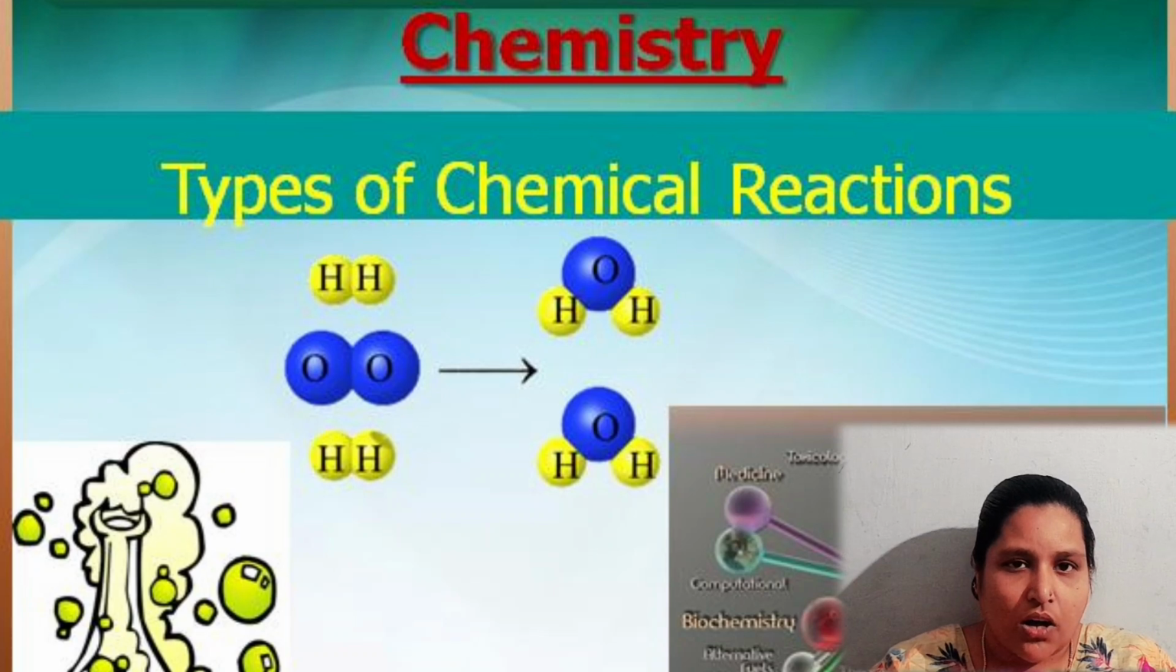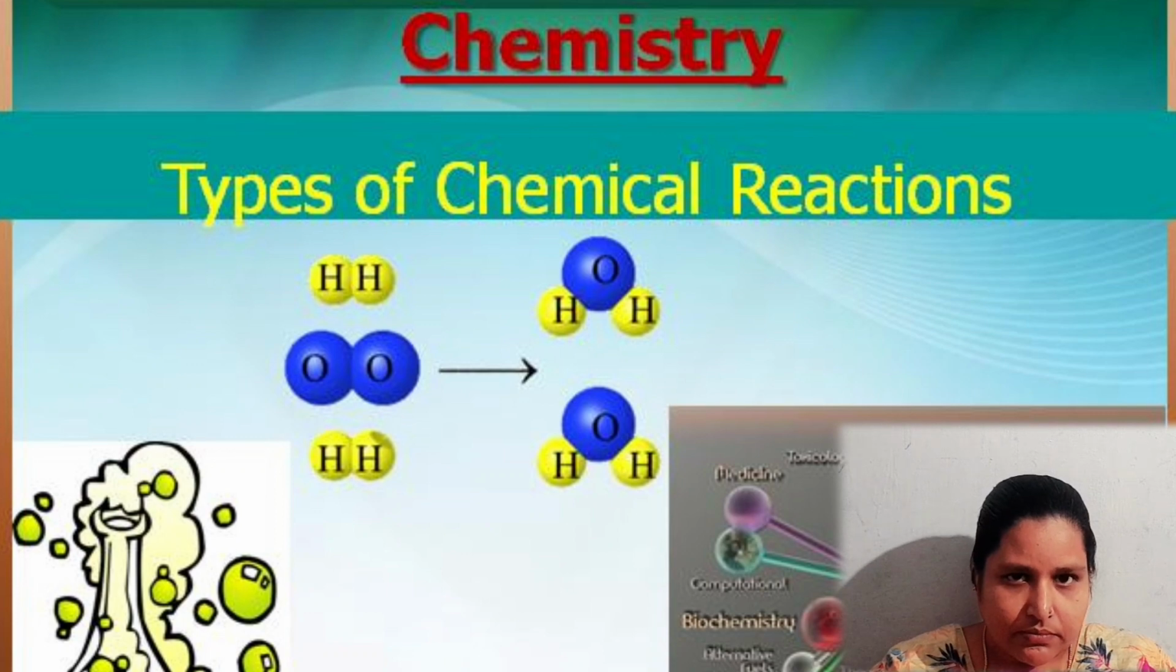Let us get into the topic. Today is a chemistry topic: the types of reactions of acids and bases. Let us know about acids and bases. Acids are substances, solutions, which are sour in taste and have a pH below 7. They are indicated when tested with litmus paper. They turn blue litmus into red litmus.